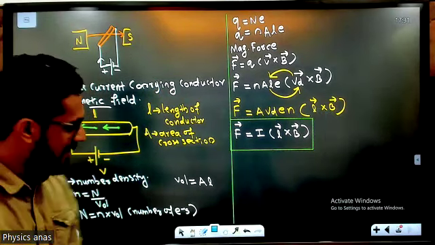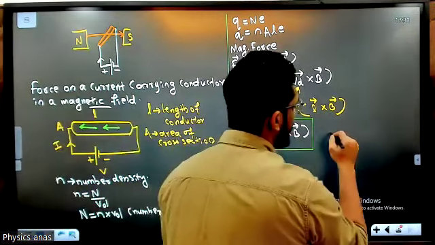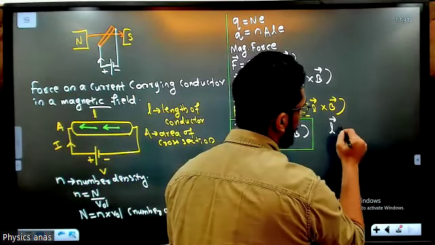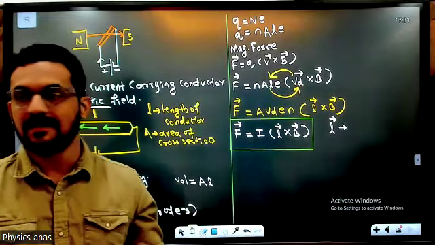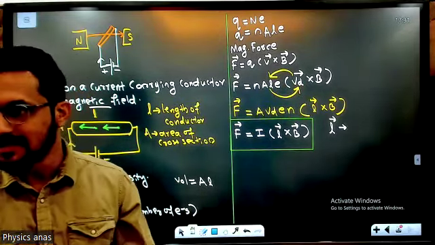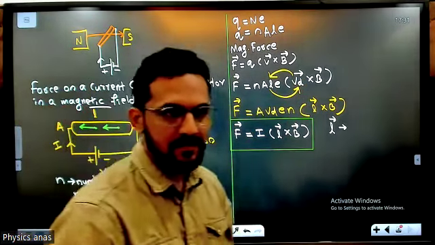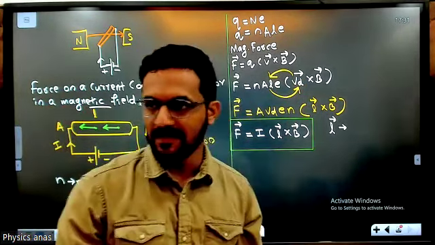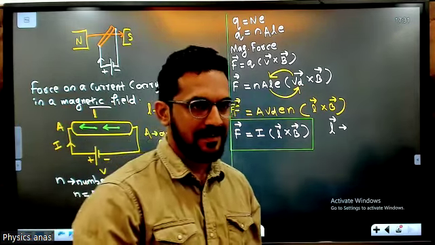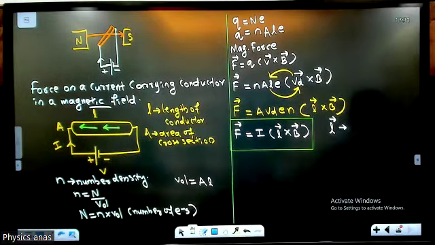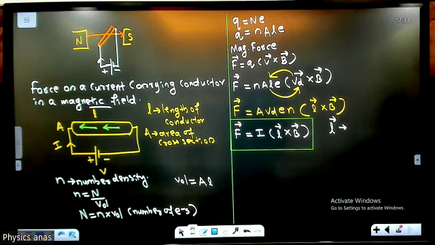Is that okay? And what is this? There is a new term here, L. What is this L? L is a vector. It's a vector, but is length a vector? No. Length is not a vector. So this is what? L is a modified vector. We are taking L as a modified vector.